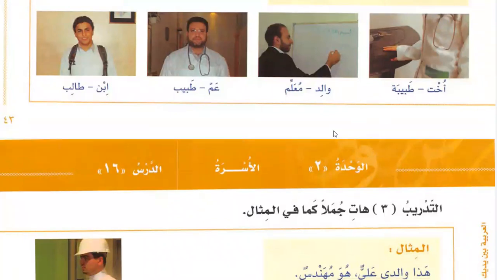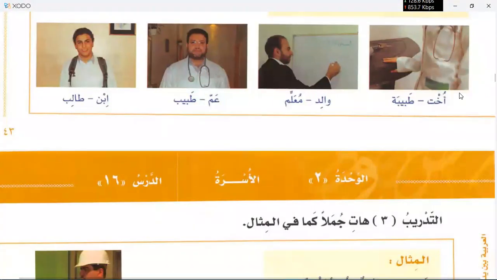Next. Miss Rahat asked the question, what is this, ma haza. Ma hadhihi. Hadhihi surat al-ukht. Hiya tabiba. MashaAllah. Ma haza? Hadhihi, because the word sura is feminine. Oh okay, sorry. Hadhihi surat al-walid. Huwa mu'allim.